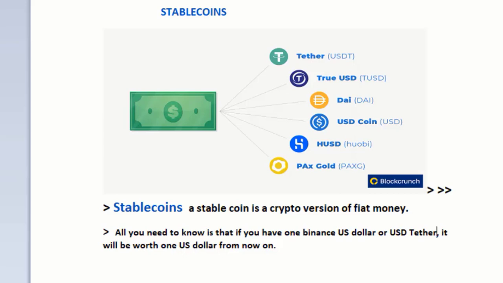There are also stable coins that are backed by other highly stable real assets, such as US dollar Tether and Binance US dollar, which are all pegged to the US dollar, meaning their value is the same as the US dollar. They accomplish this through a variety of distinct processes. But all you need to know is that if you have one Binance US dollar or USDT, it will be worth $1 US from now on. As a result, it's a very valuable asset for a lot of people.